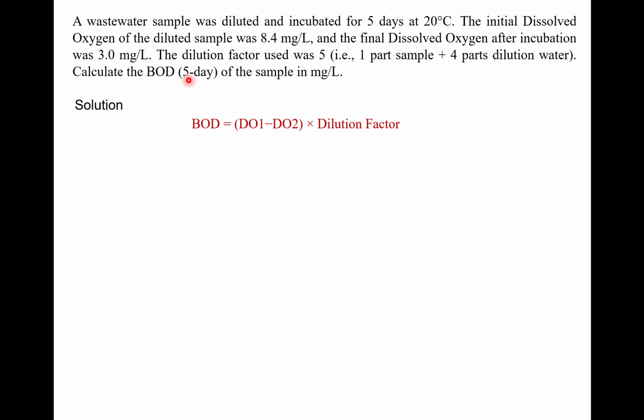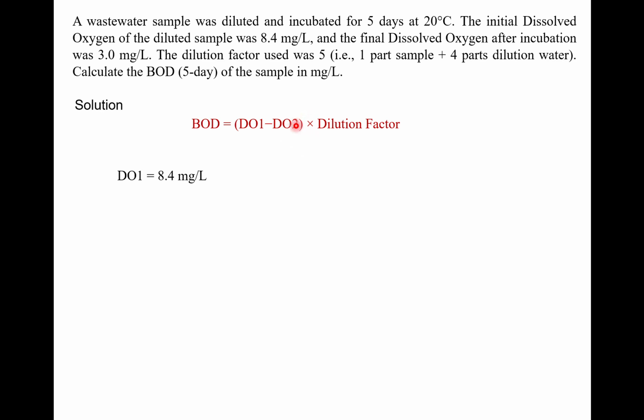Whenever any numerical is given, you start with its formula: DO initial minus DO final into dilution factor. Now check whether all these values are given to you. What is DO1? DO1 is the initial dissolved oxygen, which is directly given over here: 8.4 mg per liter.